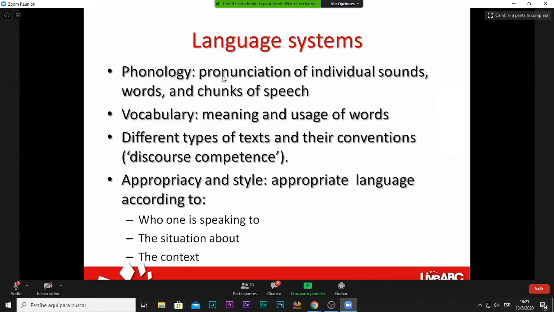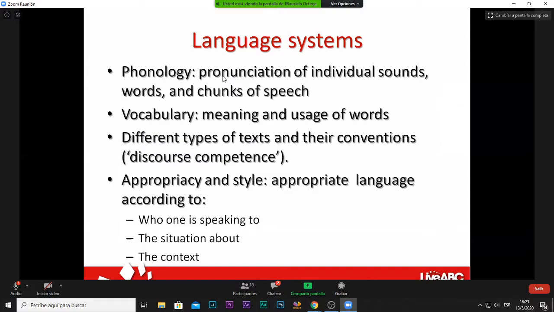It's really fun. So, language systems, and this will be a little bit of a brush up on the terms that we saw in the previous session. Phonology, or the pronunciation of individual sounds, words, and chunks of speech. In this case, we have different aspects. We're going to be speaking about intonation, about stress at the word level, and stress at the sentence level. And when I mention intonation, teachers, if you remember these famous tag questions, like, you love me, don't you? As an example of a tag, we know that we have either a rising or a falling intonation.